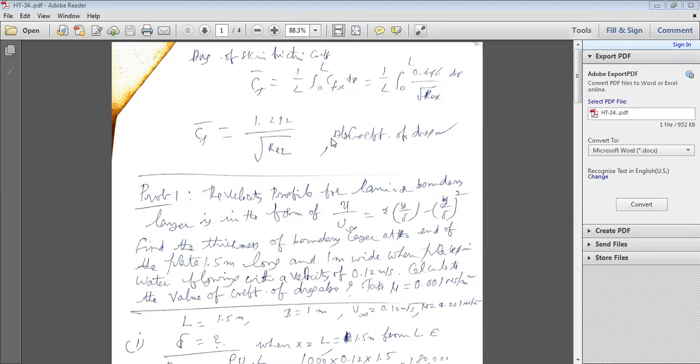Okay dear students, yesterday you have derived equations for boundary thickness, shear stress, and local skin friction coefficient and average skin friction coefficient. So delta by x is equal to 4.64 divided by square root of Rex. That is the equation for boundary thickness.